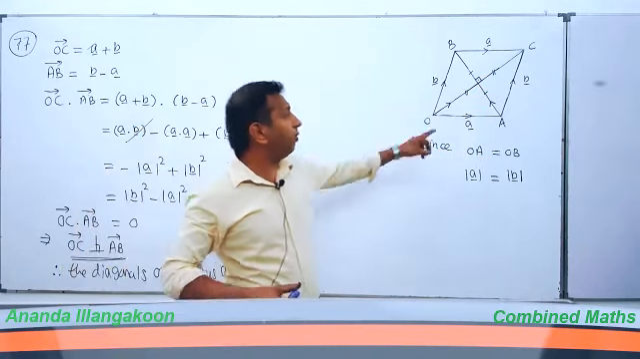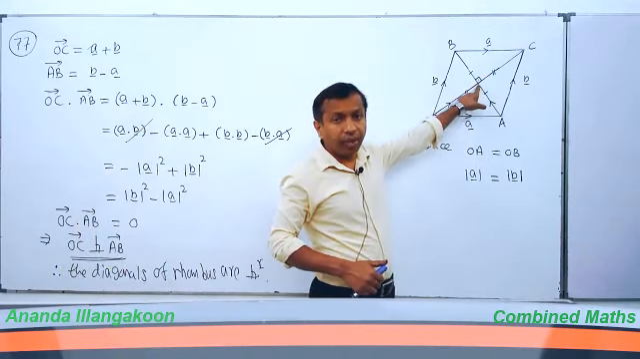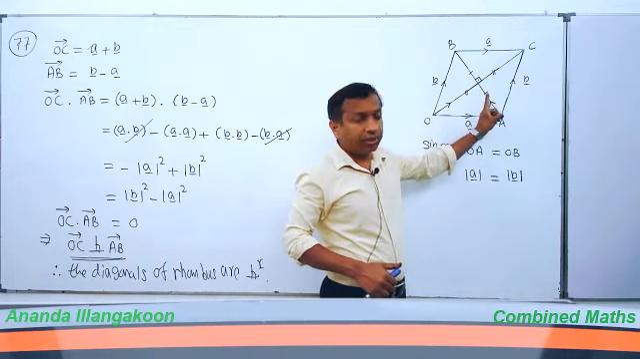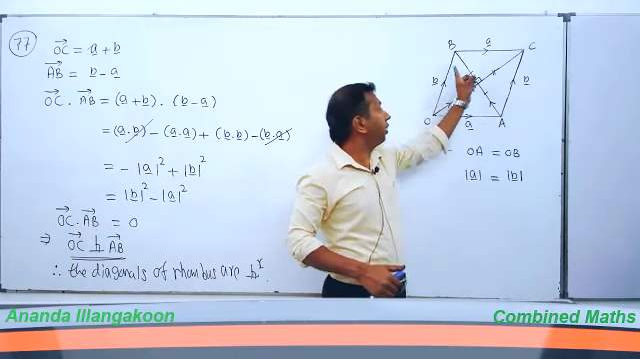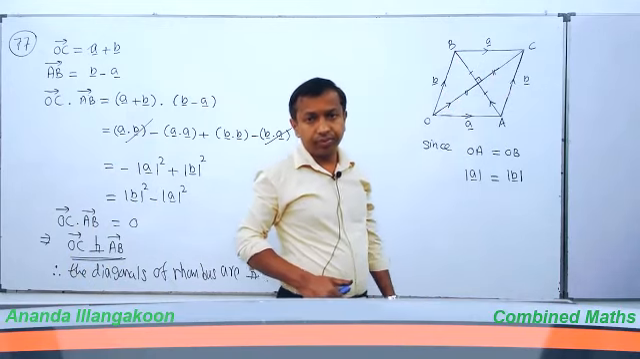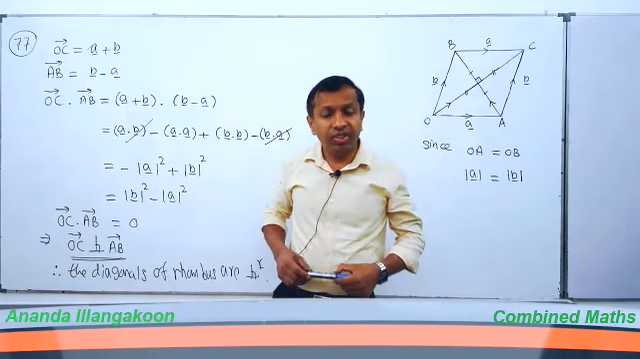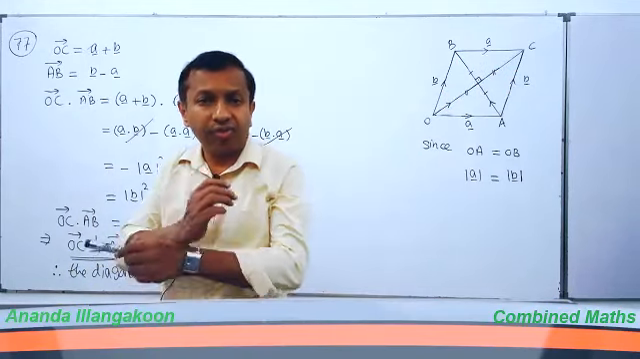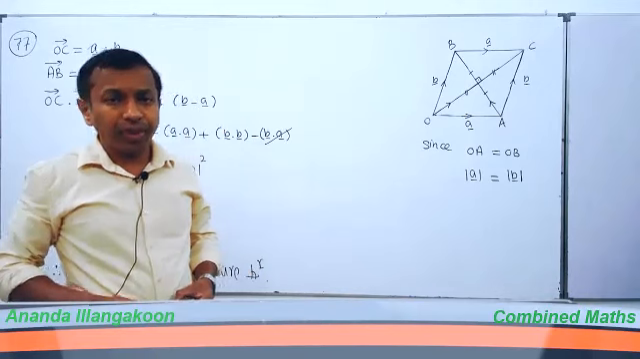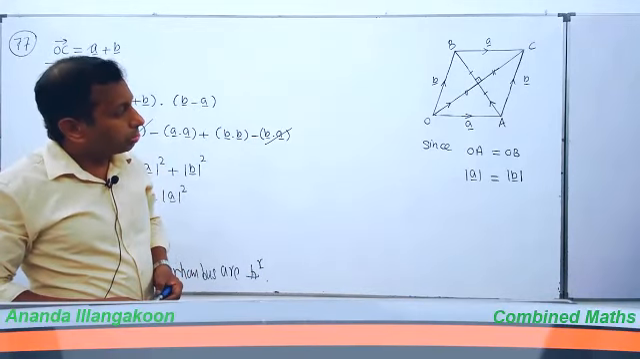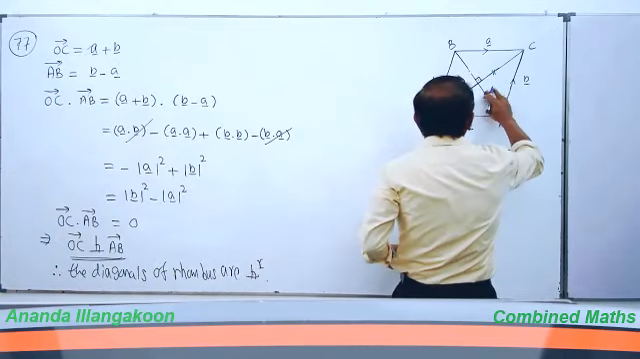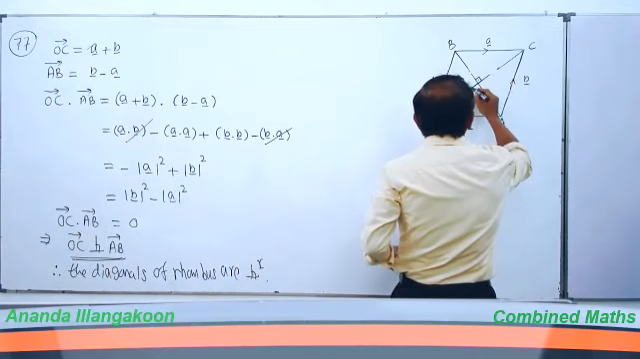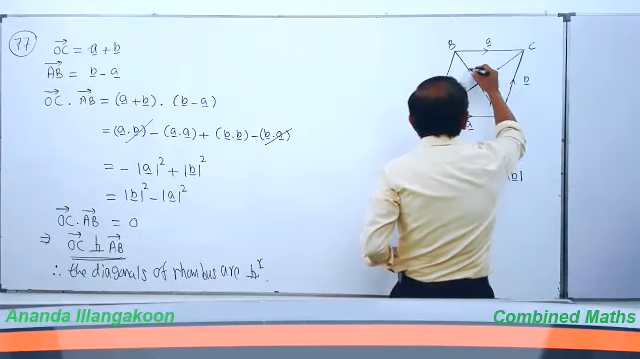What is that? If this is the midpoint, okay, then this diagonal bisects this one. This diagonal bisects this one. That is the meaning of they bisect each other at right angles, meaning the angle between them is 90. Okay. To prove that, this is what I do. I take the midpoint of AB as, people, D.